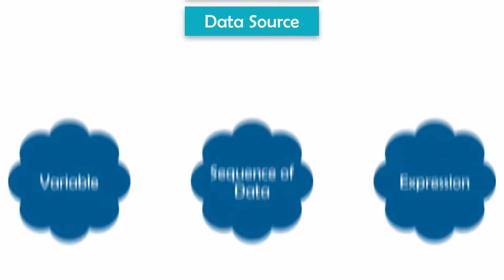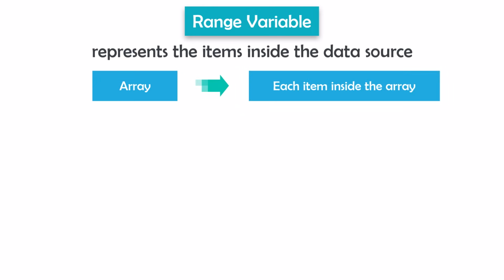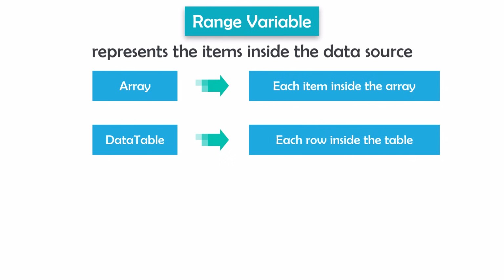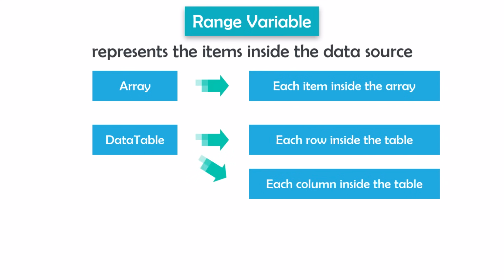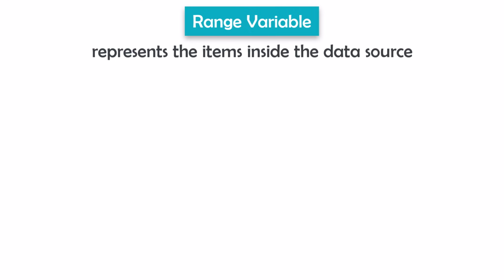Let's now move on to the next part, range variable. This variable represents the items inside the data source. For example, if the data source is an array, this variable represents each item inside the array. If the data source is a data table, this variable represents each row inside the table, or it could represent each column inside the table. And so on, the variable represents the elements inside the data source. So, the range variable is like an iteration variable in a foreach statement.